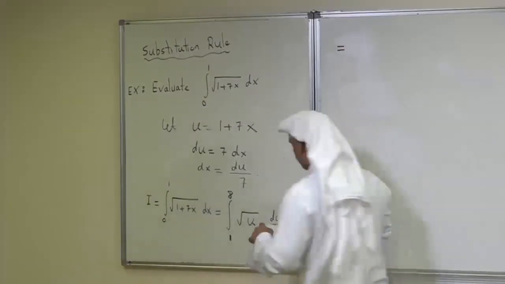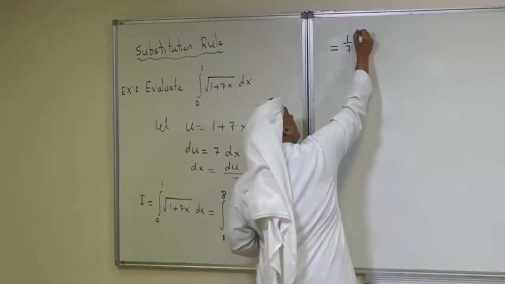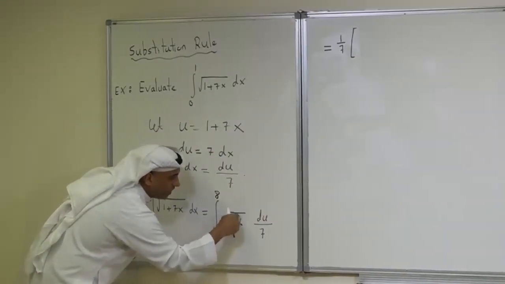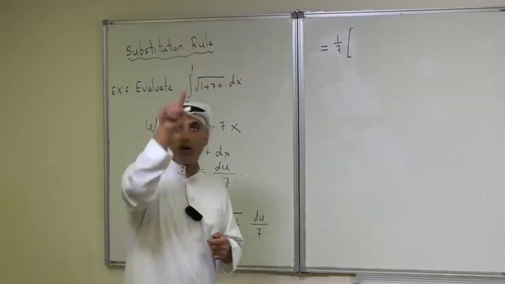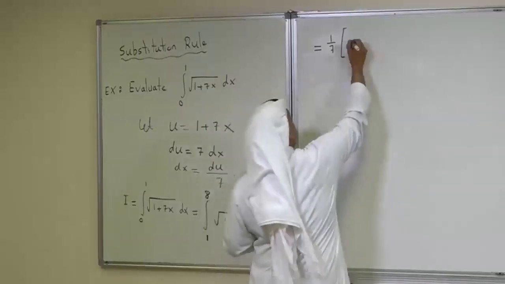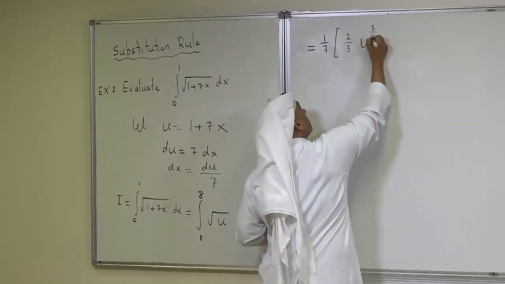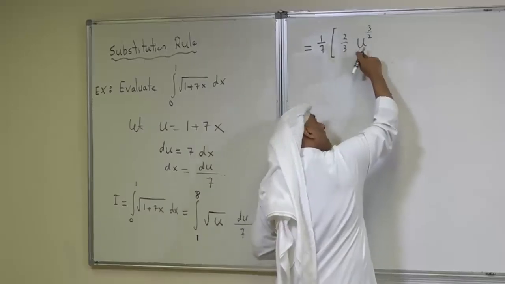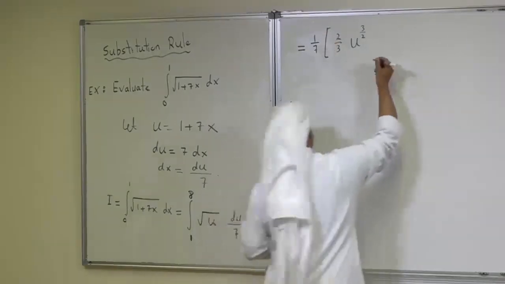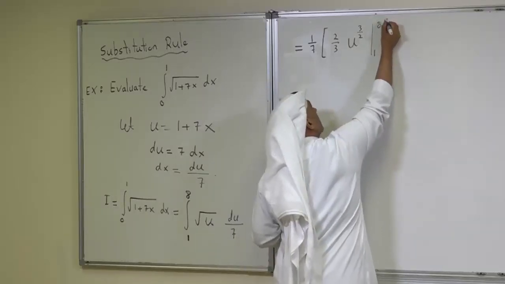This is equal to, I will take 1 over 7 outside, so this is 1 over 7. Then I will integrate radical u. What is the integral of radical u? u to the power 1/2 plus 1, that is 3 over 2, divided by 3 over 2. So that is equal to 2 over 3 times u to the power 3 over 2, because 1 over 3 over 2 is 2 over 3. And this needs to be evaluated from 1 to 8.